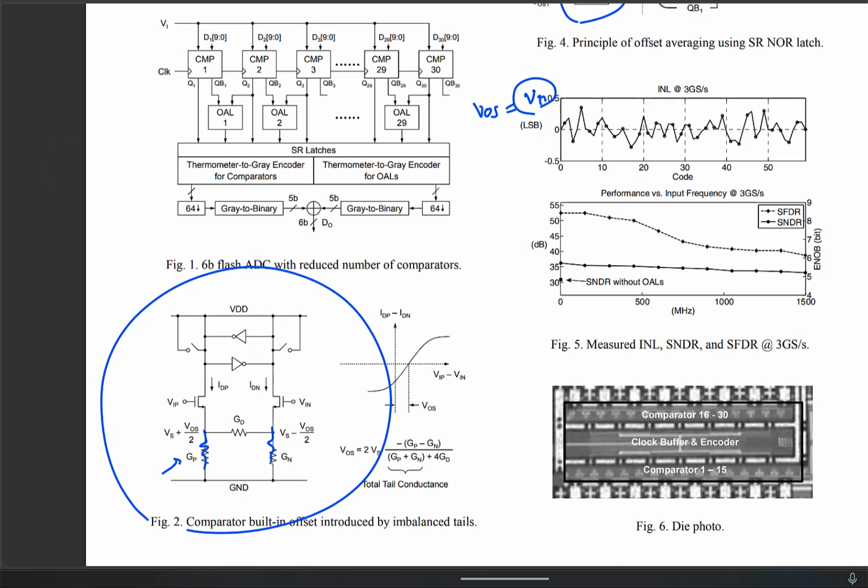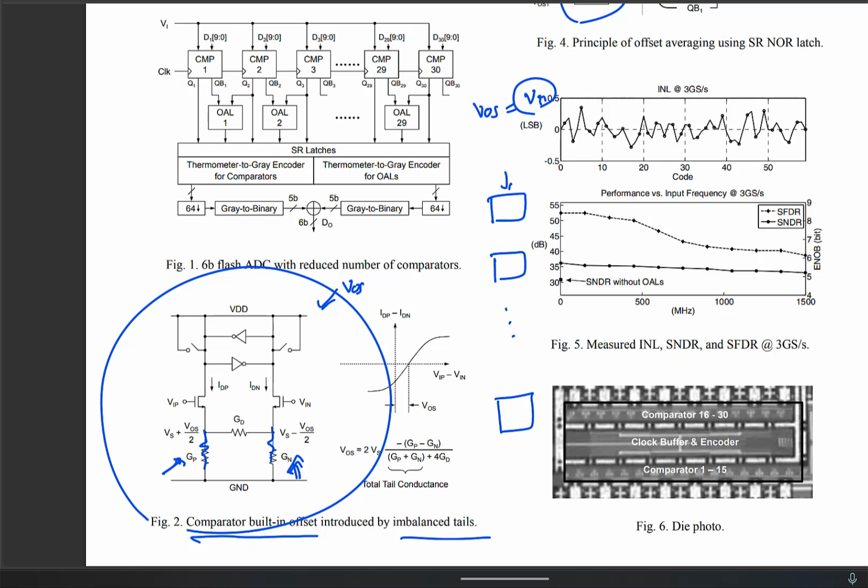They are introducing resistors on either side, changing the value of the resistors appropriately so that the reference voltage is inbuilt as offset in each comparator. That's the comparator built-in offset, and they are doing it by introducing an imbalance here. So here, let us say this is 5 bits, they have 31 comparators. So we have so many of them.